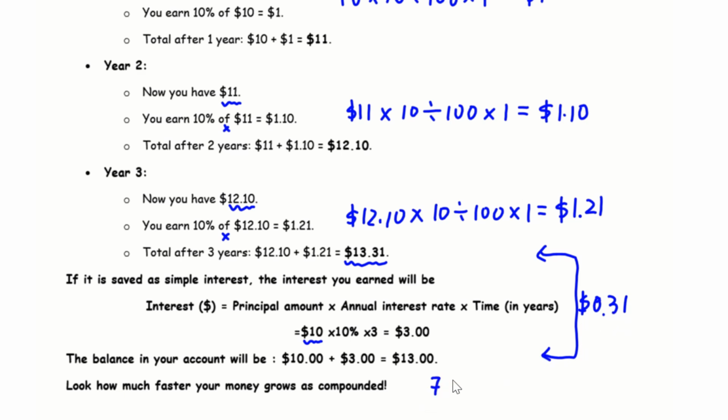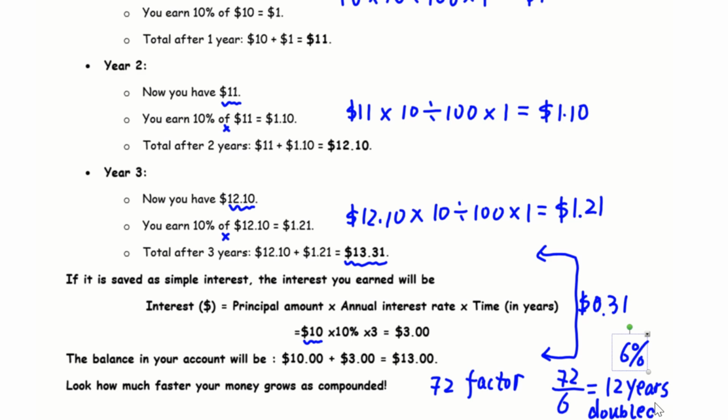There is a 72 factor. For example, if the interest rate is 6%, then 72 divided by 6 gives you 12 years. It means if you invest money at 6%, then every 12 years your money will be doubled. So the number of years for your money to double is 72 divided by the interest rate. We call it the 72 factor.